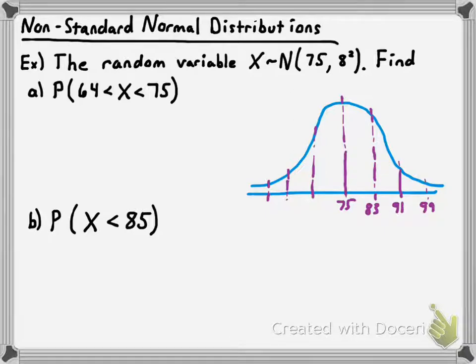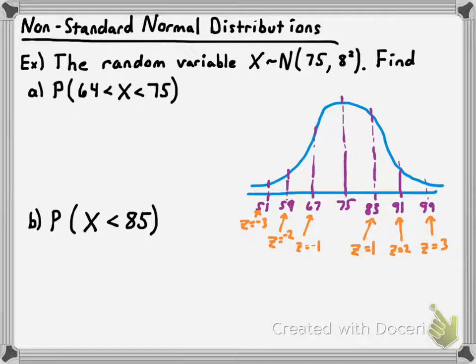Now, those have z values that correspond with 1, 2, and 3. Remember the z value tells you how many standard deviations away from the mean it is. We can do the same type of thing to figure out what one standard deviation and 2 and 3 standard deviations below the mean are. We just have to subtract 8 from 75. One standard deviation below the mean would be 67. Then subtract 8 again. 59 would be 2 standard deviations below the mean here. And then 51 would be 3 standard deviations below the mean. And the z-scores for those three values would correspond with -1, -2, and -3 respectively.